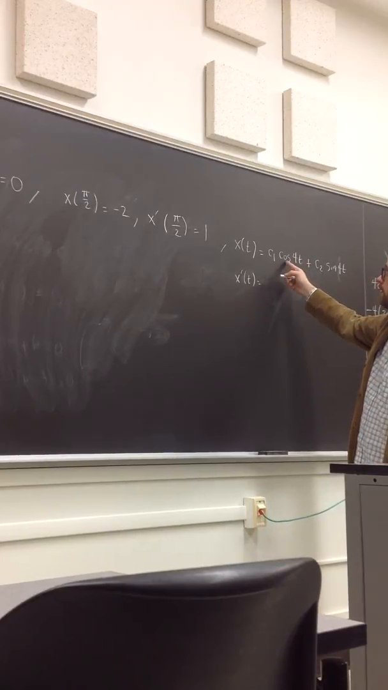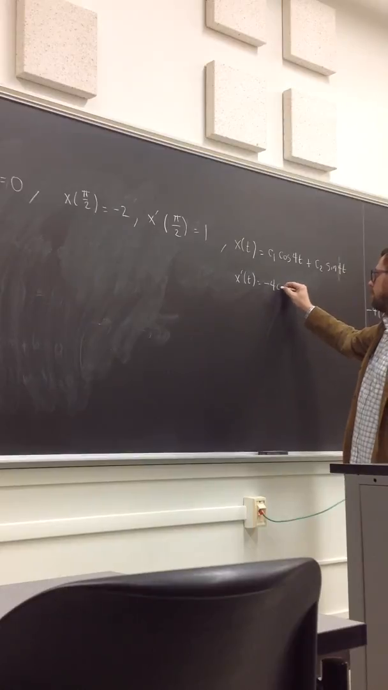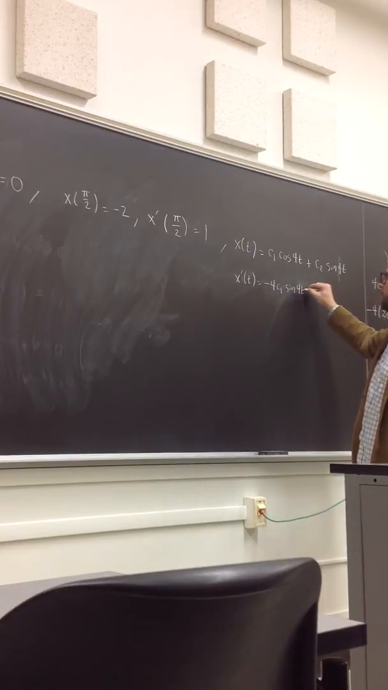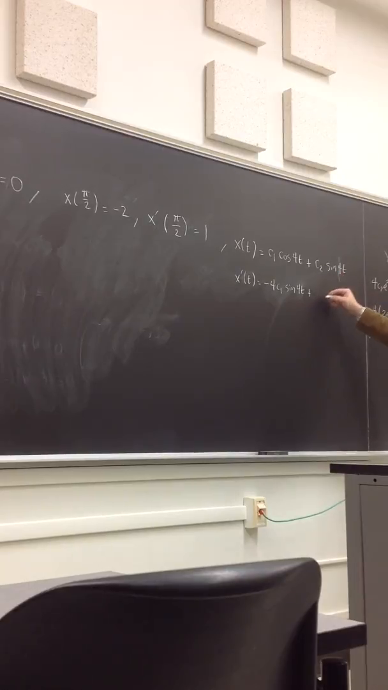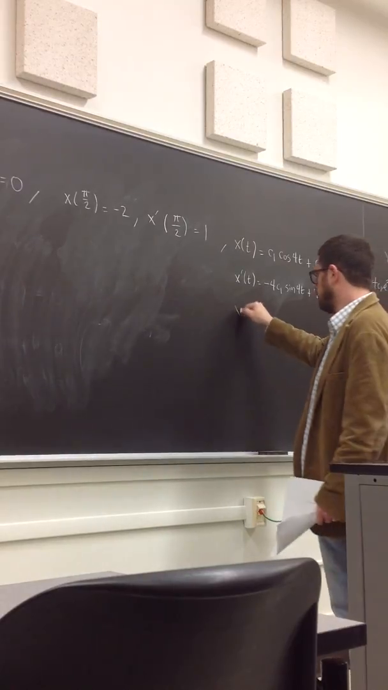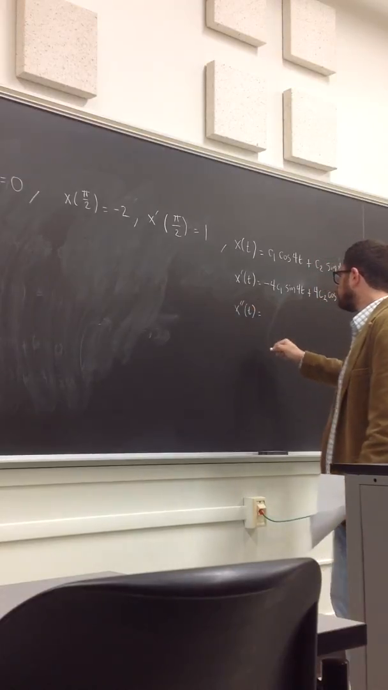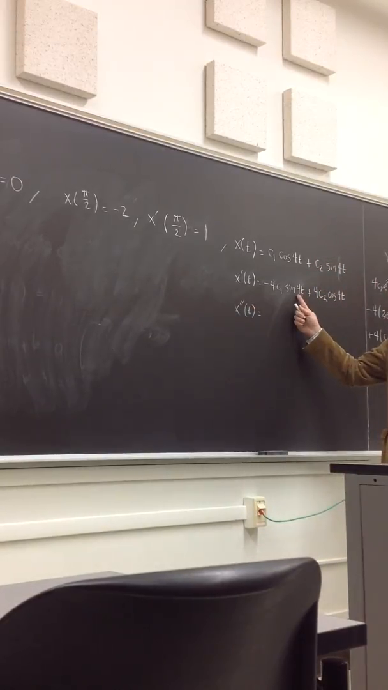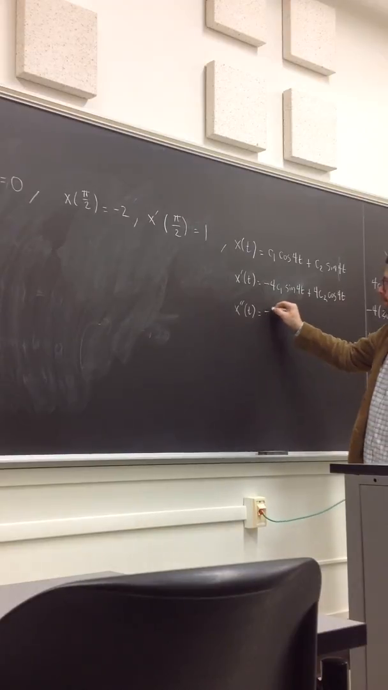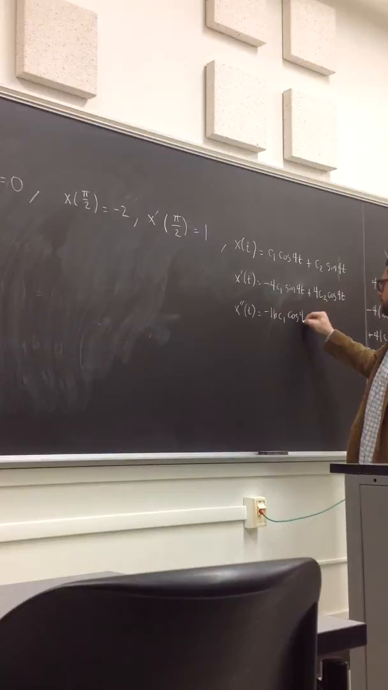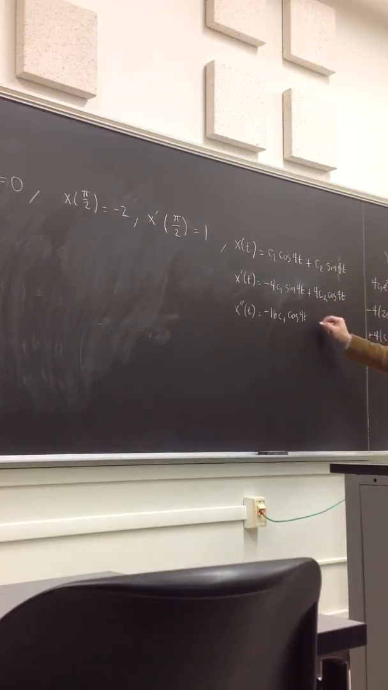The derivative: this is 4, the derivative of cosine is negative sine, so minus 4 C1 sine 4t. And likewise here, it's 4 C2, the derivative of sine is cosine, so cosine 4t. Okay, and then the second derivative: minus 16 C1 cosine 4t, and then here also minus 16 C2 sine 4t. Okay, so we substitute these into the equation, we don't need the first derivative.